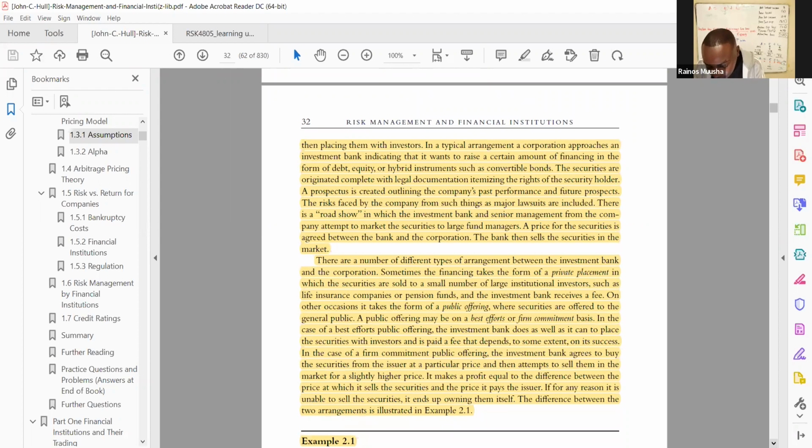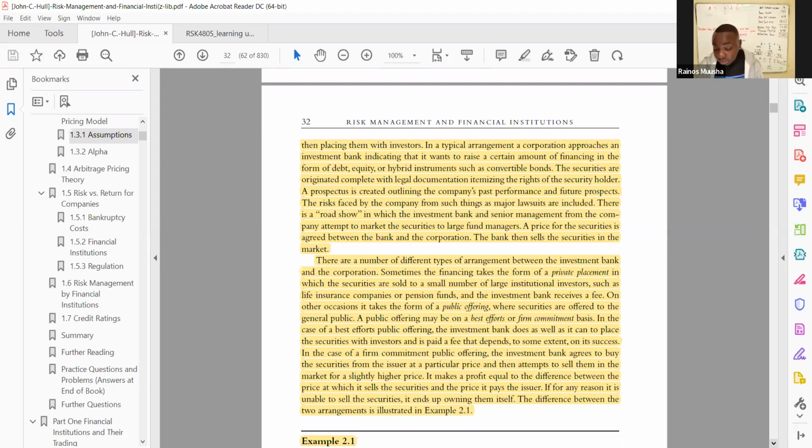Sometimes the finance takes the form of a private placement, in which the securities are sold to a small number of large investors, such as life insurance companies and pension funds, and the investment bank receives a fee. On other occasions, it takes the form of a public offering, where securities are offered to the general public. A public offering may be on a best efforts or firm commitment basis.